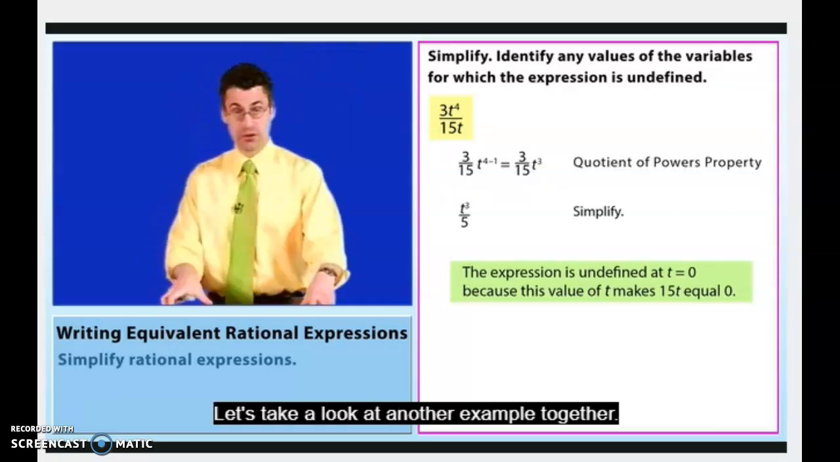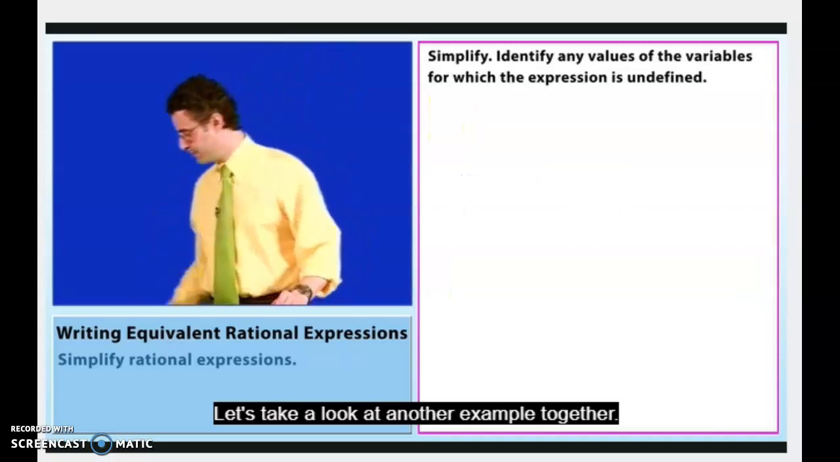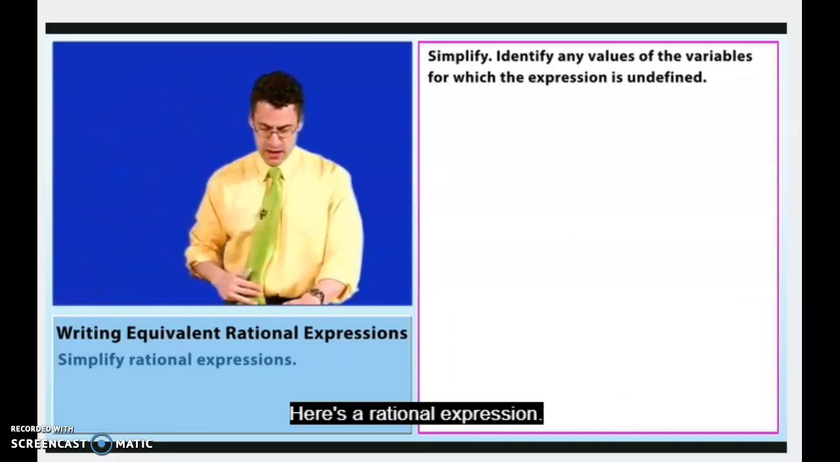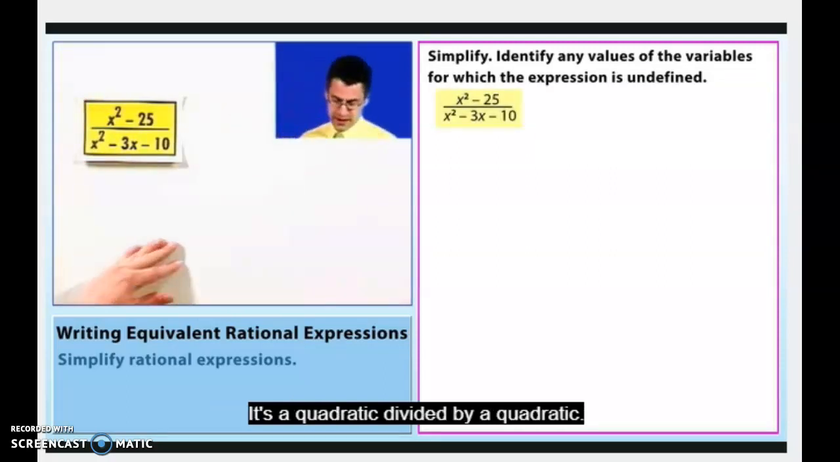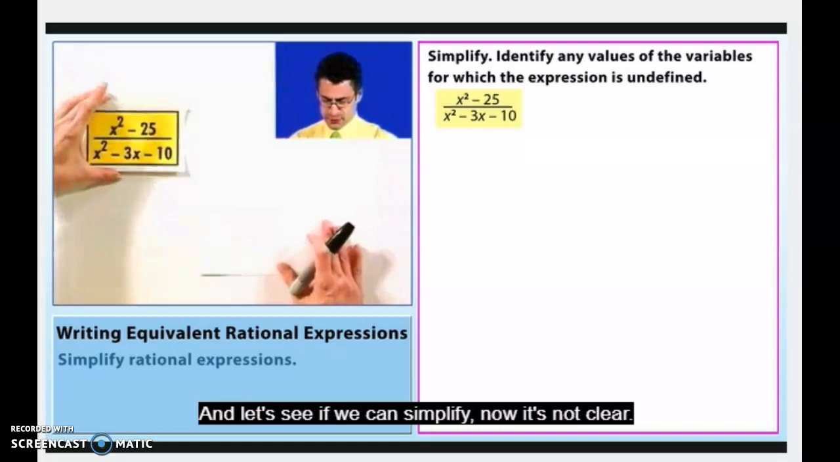Let's take a look at another example together. Here's a rational expression. It's a quadratic divided by a quadratic. And let's see if we can simplify.